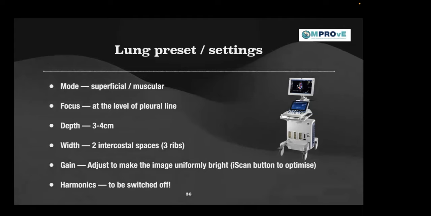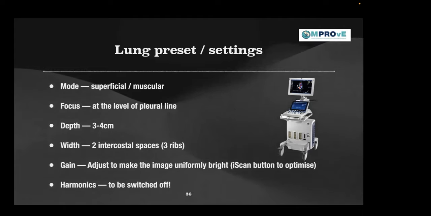The most important thing with the new scanners: always switch off the harmonics. We don't need the harmonics because harmonics kill the artifacts. That's the whole point of harmonics. Whenever you are doing your other scans like echoes, you don't want to see all the lines and artifacts because you're looking at the organ. In the lung scan, we are looking at the artifacts, so we don't want to clear them. So switch off the harmonics.